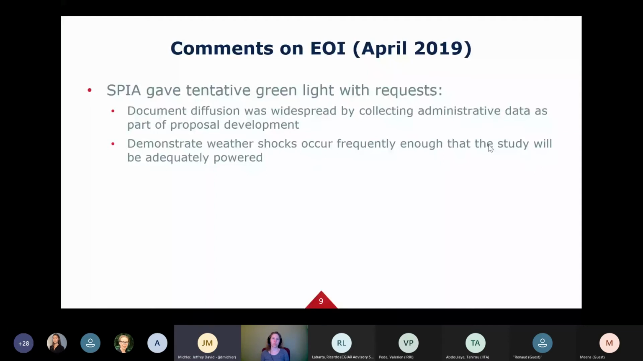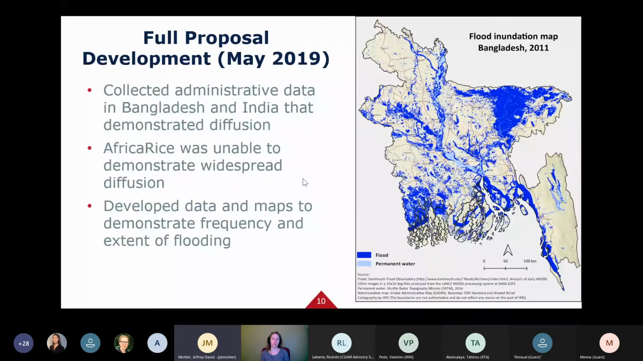So with those ideas in mind, we developed the full proposal. In May, Varie, I believe is on the call, went out and collected administrative data in Bangladesh. We collected data in India from a number of different sources. Val will talk about that more. Unfortunately, Africa Rice wasn't able to get data to show the widespread dissemination of the seeds, and so Africa Rice chose not to continue with the project.